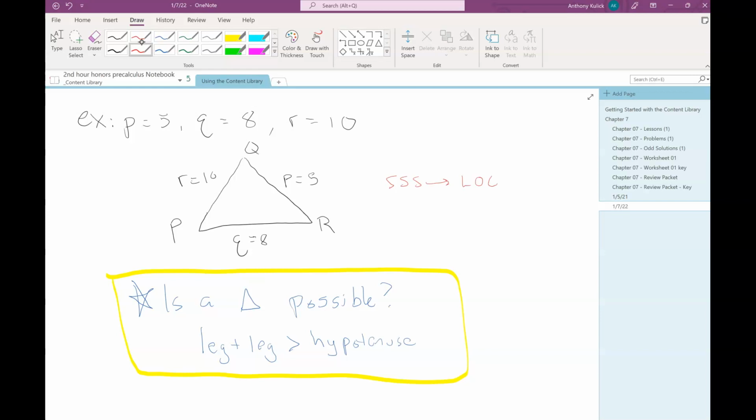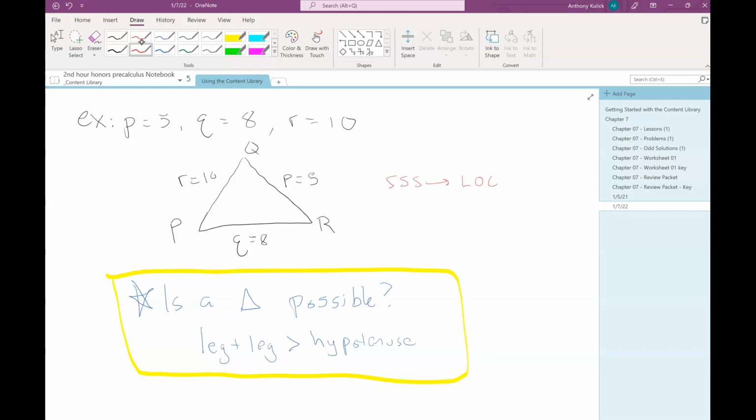Now that's an easy check to make, but you've got to remember to do it, because if this was 5, 8, and 15, you're just going to be banging your head into the desk going, why isn't this working? Why do I keep getting an error in the formula, blah, blah, blah, on my calculator? And I don't get what's going on. It's because you have something that's an impossible triangle. Okay.